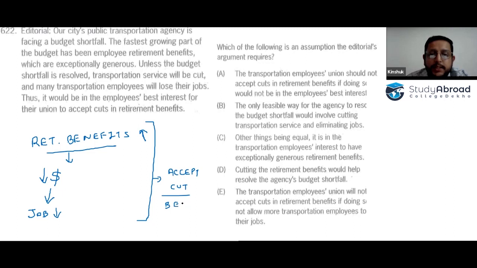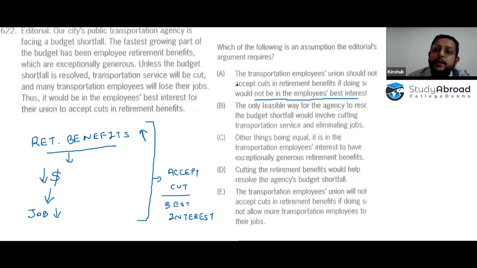So now let us go through the answer choices and try to understand which answer choice is going to take us through this argument. So answer choice A says transportation employees union should not accept cuts in retirement benefits if doing so would not be in the employee's best interest. So here on the first go, you might think that this could be possibly somehow connecting to some of it, right? So what it says is very agreeable, but you are not looking to accept on the basis of what will not be in the employee's best interest, but we are looking in the direction of what will be in the employee's best interest. So again, though you could agree with this, this cannot be the assumption behind this argument.